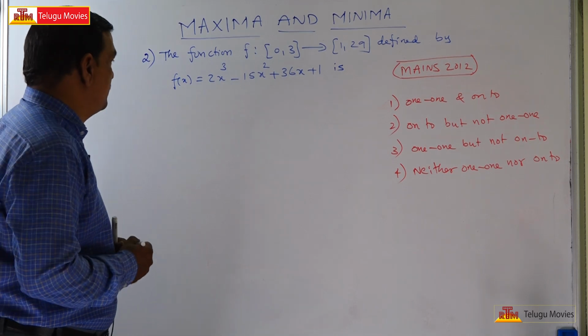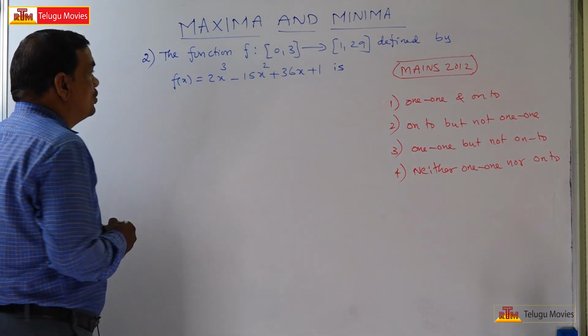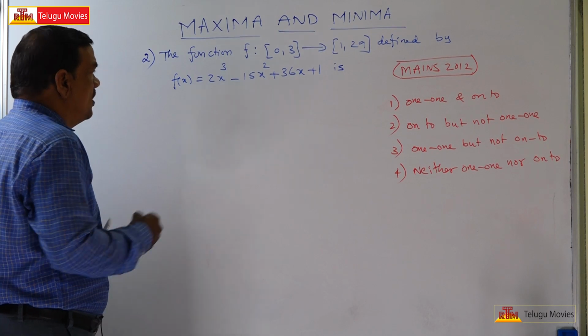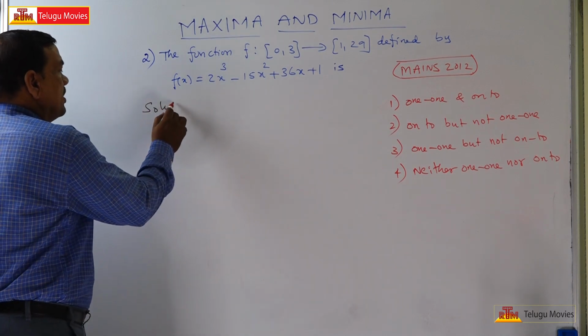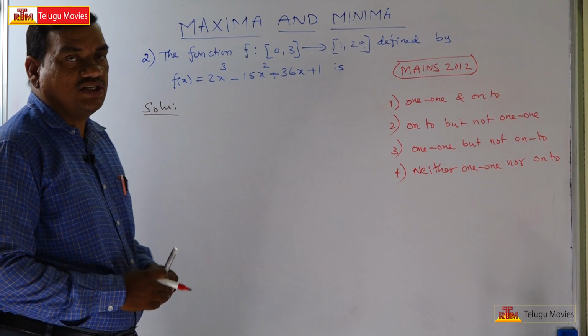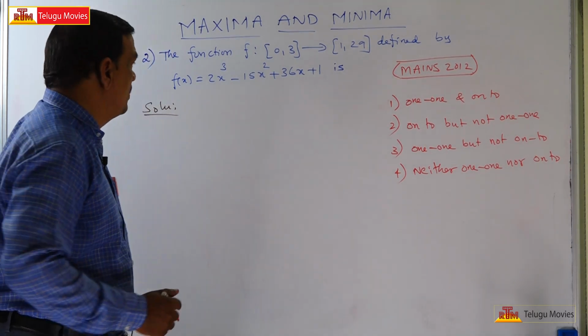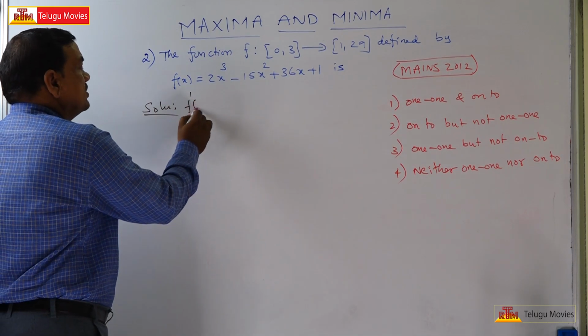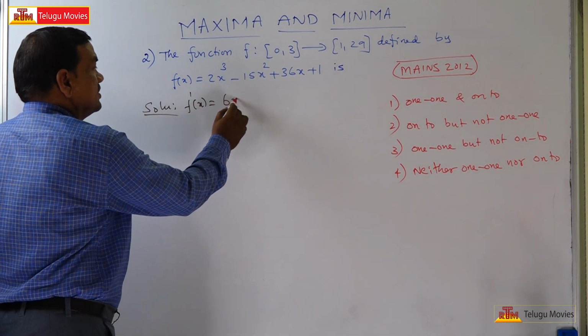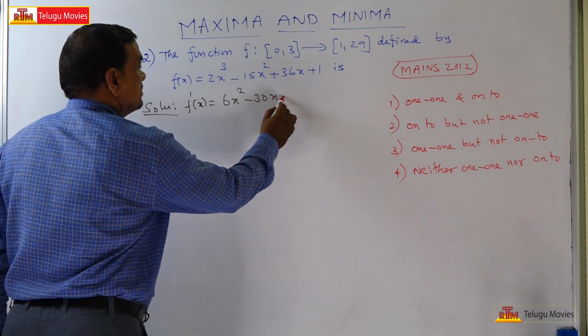Okay, let us check this. First of all, we will start the solution. So, even though it appears to be a problem from functions, we have to do the differentiation. Let us check it. First, what is the derivative of this function? The first derivative is 6x square minus 30x plus 36.